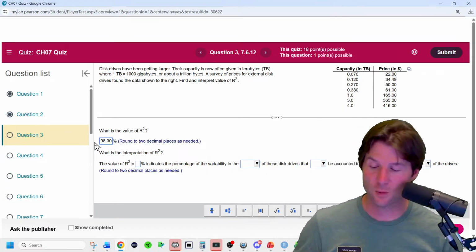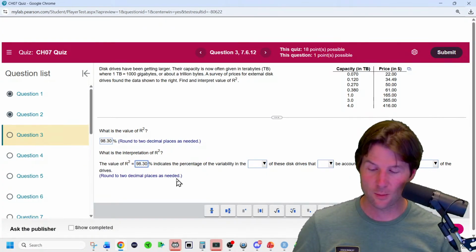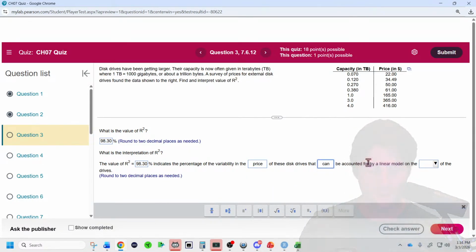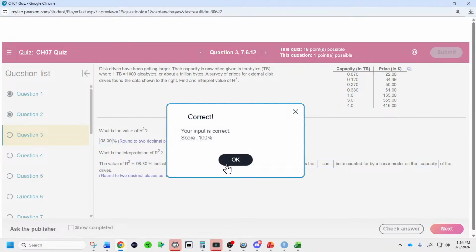Then they asked what it means. So 98.3% of the variability in price of these disk drives can be explained, or accounted for, by a linear model on the capacity of the drives. That should do it. Woohoo!